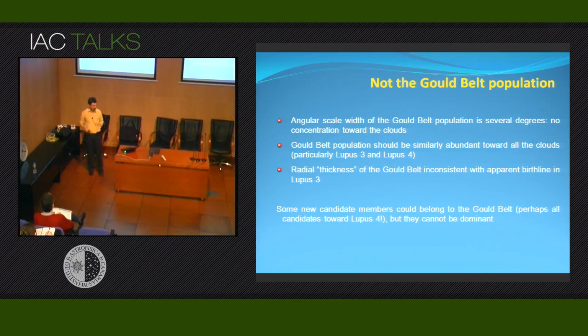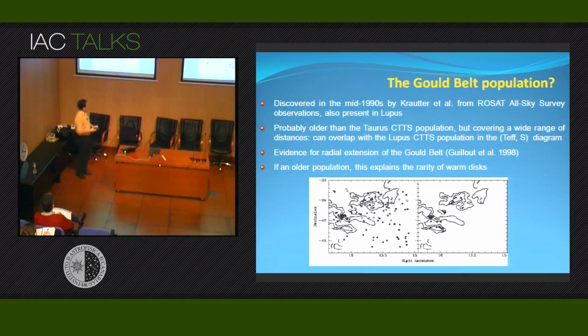In addition, on the sky, Lupus 3 and Lupus 4 are very close together, a few degrees of each other. If this was a foreground population belonging to the Gould Belt, we would expect the surface density of objects to be very similar in the direction of Lupus 3 as in Lupus 4. However, in Lupus 3 we find plenty of objects, and in Lupus 4 we hardly find any. So the population that we detect in the direction of Lupus 3 is clearly associated with Lupus 3 and not with a much more widely distributed population like the Gould Belt.